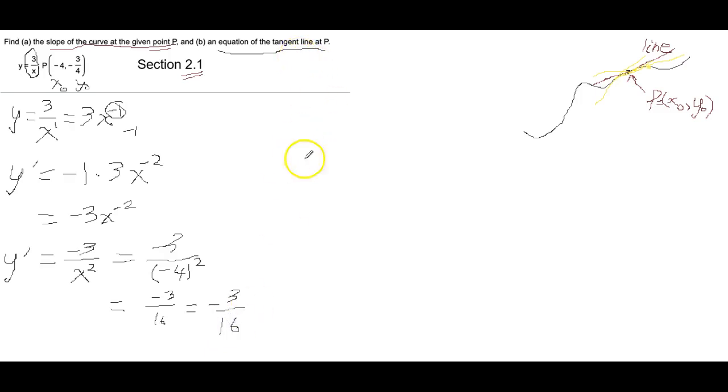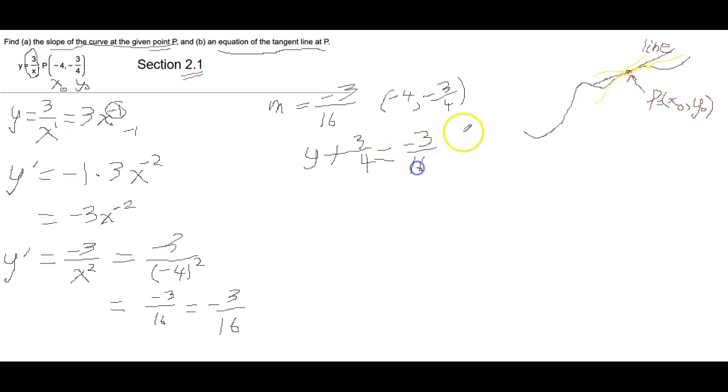Now finding the tangent line is easy because we have the slope. We know the m is negative 3 over 16, and we know that the point is negative 4 comma negative 3/4. So we just proceed to crunch out the algebra for point slope formula. Y minus the y value equals the slope times x minus the x value.